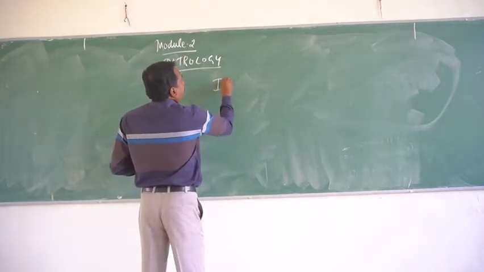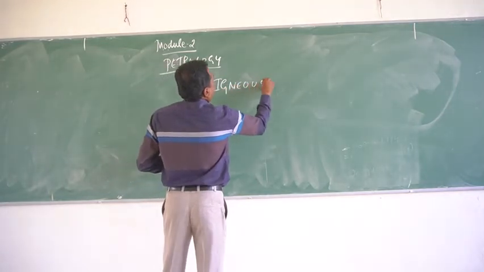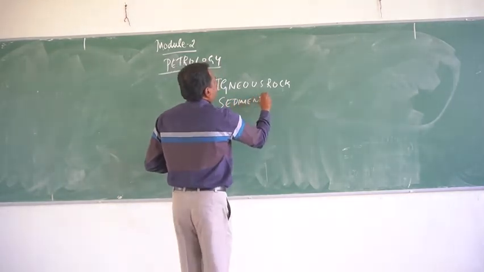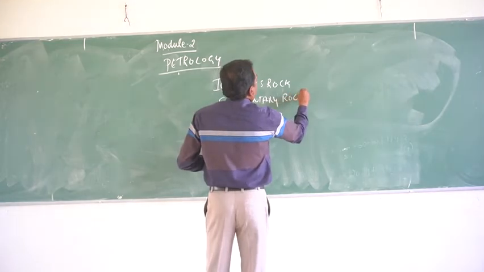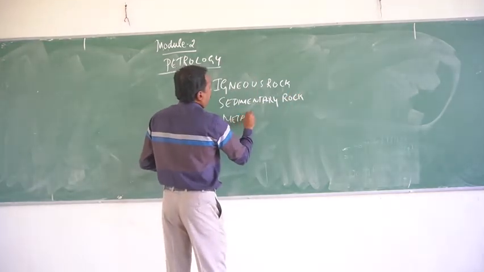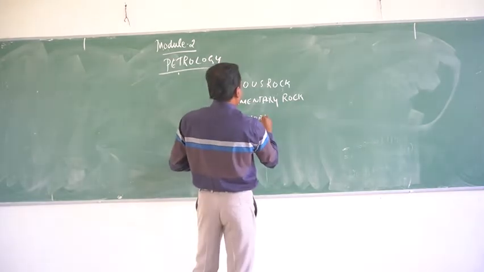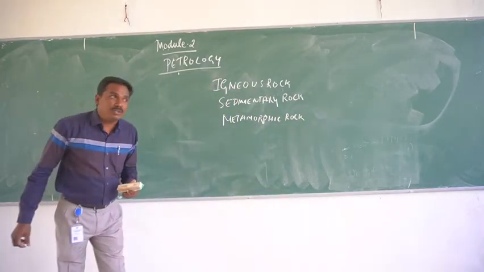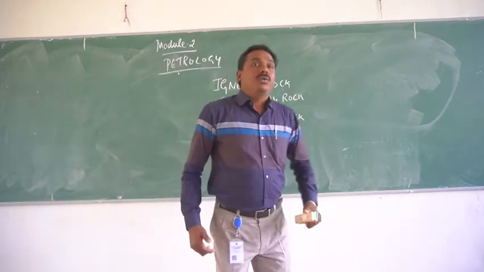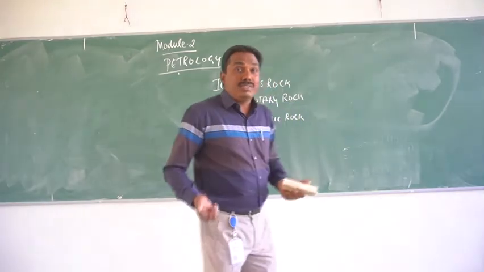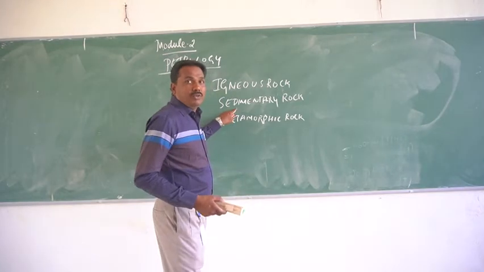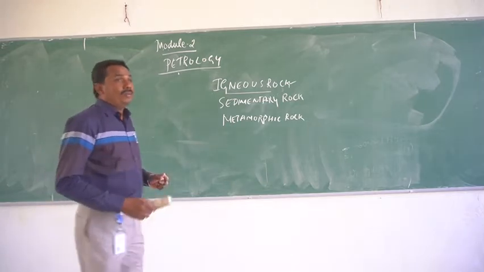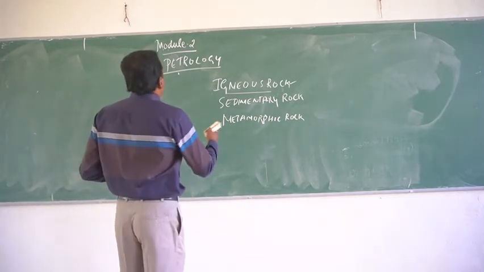That is igneous rock, sedimentary rock, and metamorphic rock. There are 3 types of rocks: igneous rocks, metamorphic rocks, and sedimentary rocks. So I have explained the uses of these rocks, and these are the 3 types of rocks. Now let us start with the igneous rocks. What do you mean by igneous rocks? Where it forms, that is the important thing.